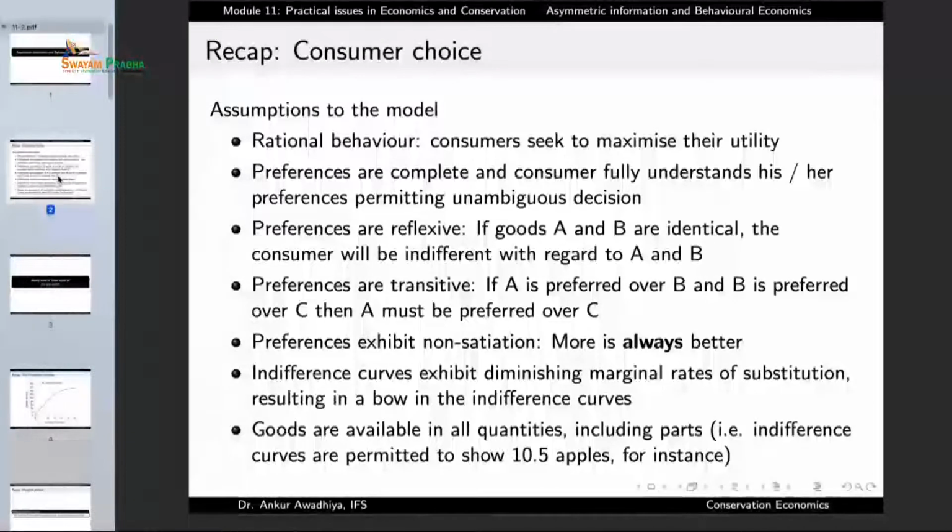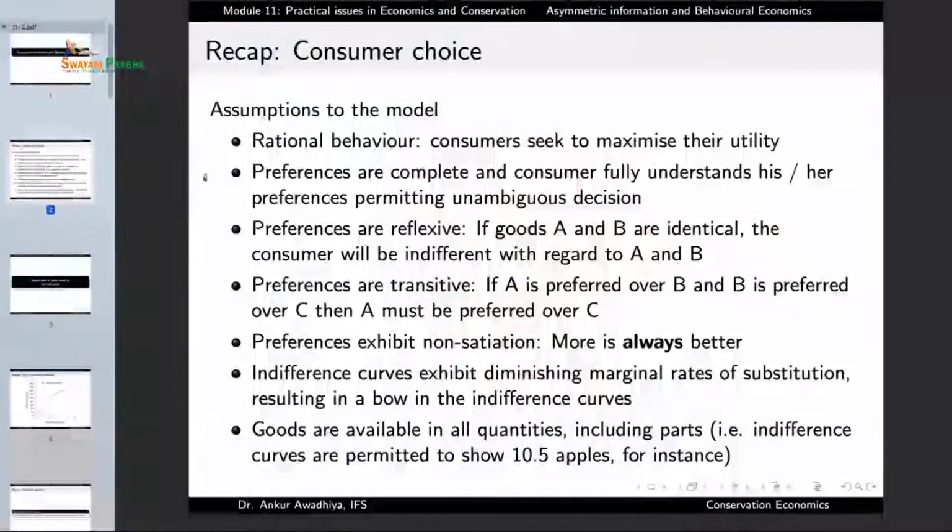When we talked about consumer choice, we talked about a number of assumptions in the model. These are the assumptions that we normally make whenever we are making any economic analysis, because these assumptions simplify things. In an earlier lecture, we had looked at what a model is. A model is a simplified depiction of reality. Reality is very complicated, and so to make sense of it, to look at the underlying principles or laws of economics, we need to make certain assumptions.